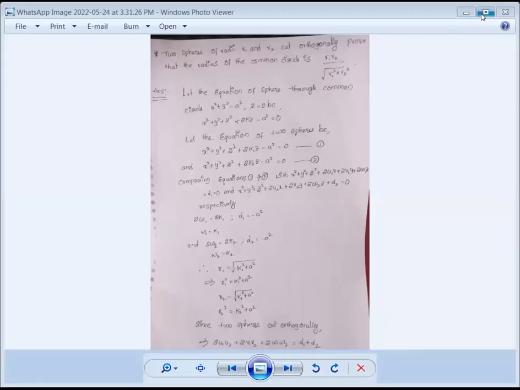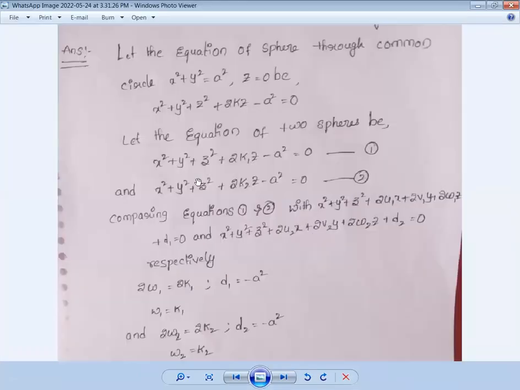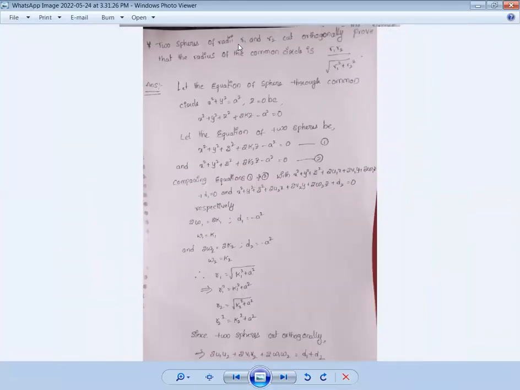Two spheres of radii r1 and r2 cut orthogonally. Prove that the radius of the common circle is r1 r2 by square root of r1 square plus r2 square. Okay, first let the equation of sphere through common circle.